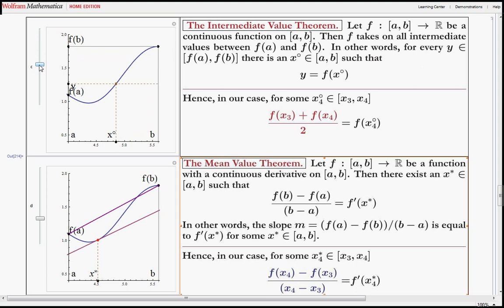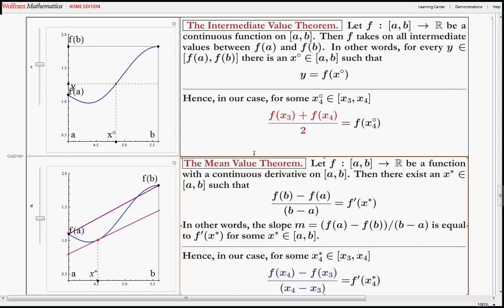Okay, so in the previous slide we were considering the average of the values of f at points x3 and x4, and that's the average. Now, since the average is always between the original values, the intermediate value theorem tells us that there is an internal point x4 circle where f takes that intermediate value. Hence, we have obtained a very nice simplification of this red fraction. Okay, so let's now proceed to the mean value theorem.